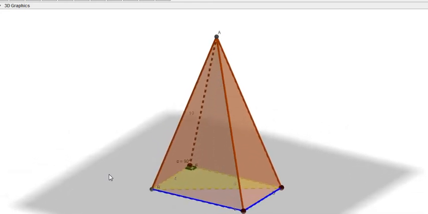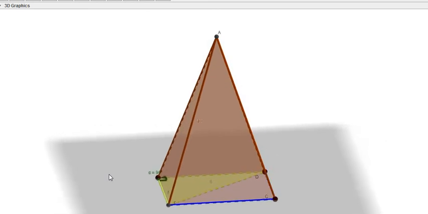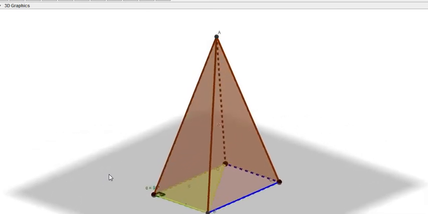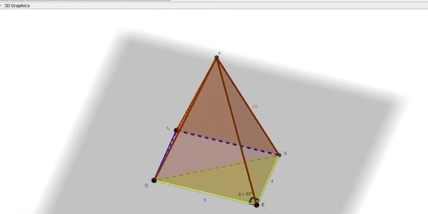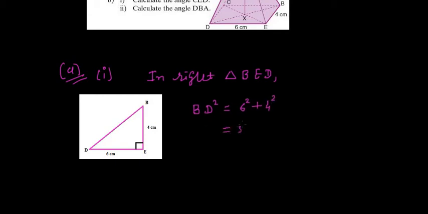So two sides are known of this right angle triangle, which are 6 cm and 4 cm. So let us come to the 2D shape for this. Okay, so here is a right angle triangle, so I write in right triangle BED. By Pythagoras theorem, BD square is equal to 6 square plus 4 square. If you simplify it, we get 52.